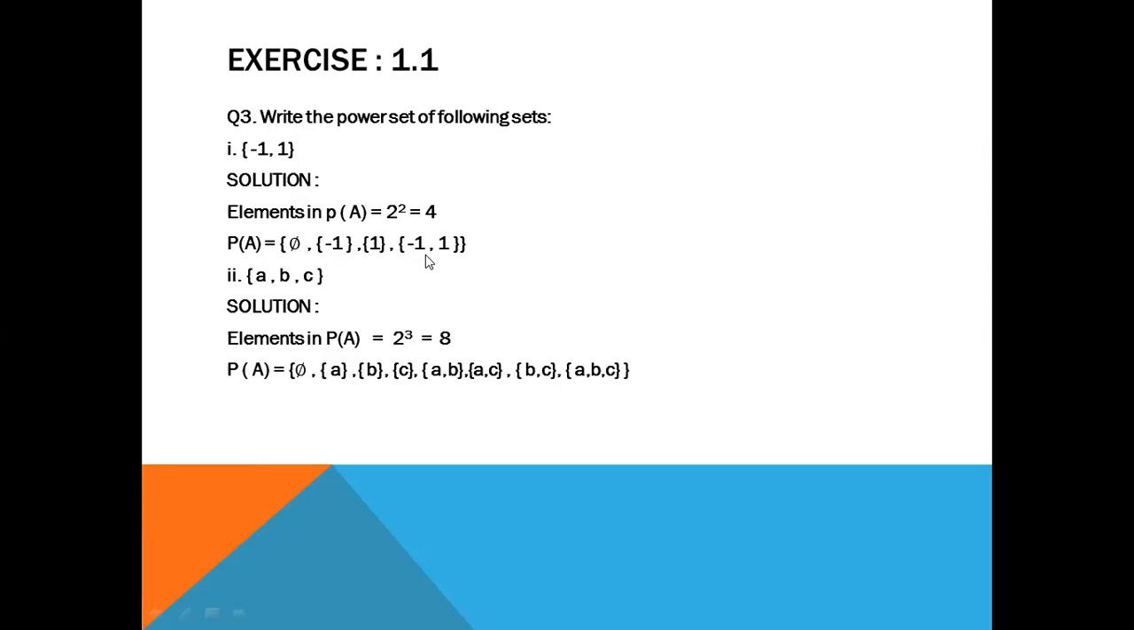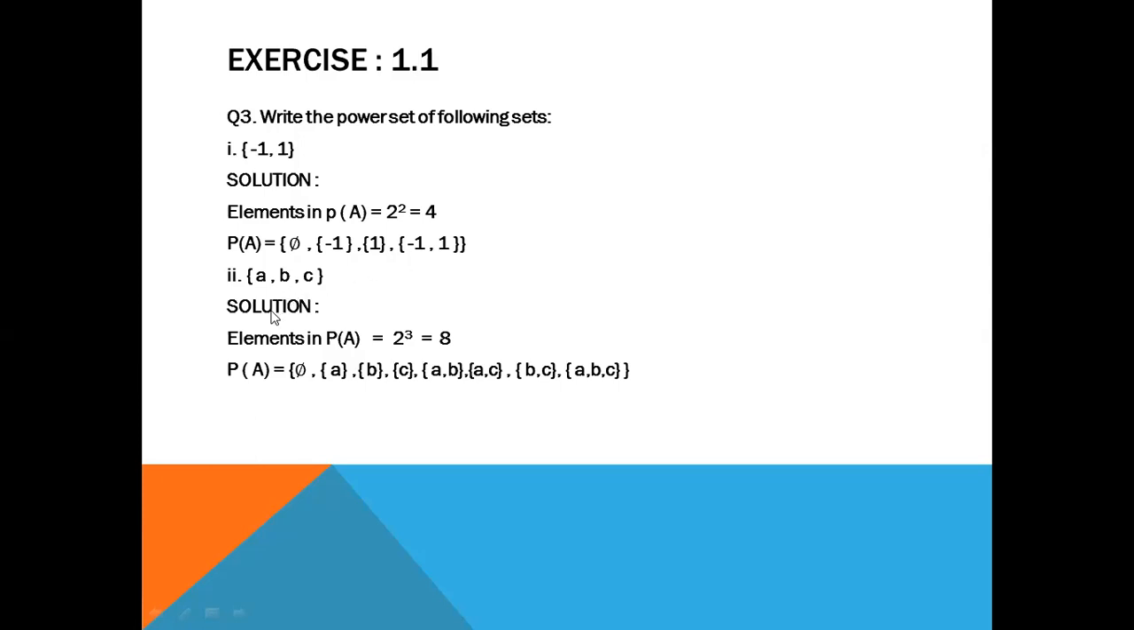So that's why the elements also have the curly brackets, and the P of A, we enclose all these subsets within the curly brackets. Is it clear? This point is clear to you? Yes, the last is A, B, C.